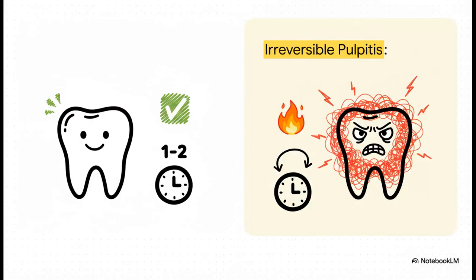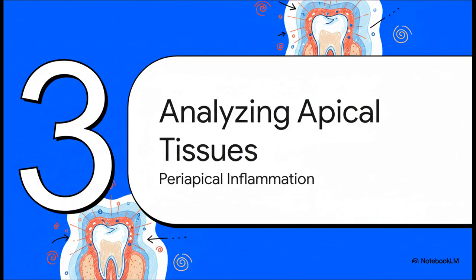Let's just put these two side by side to make it crystal clear. With a normal pulp, you've got a mild, fleeting response. It's there, then it's gone. With irreversible pulpitis, you're looking at sharp, lingering pain that can even be spontaneous, and it's often so bad that over-the-counter painkillers do absolutely nothing. If you remember one thing, remember this: the duration of the pain is the single most reliable clinical sign to tell these two apart. Okay, so we've established our pulpal diagnosis. Great.